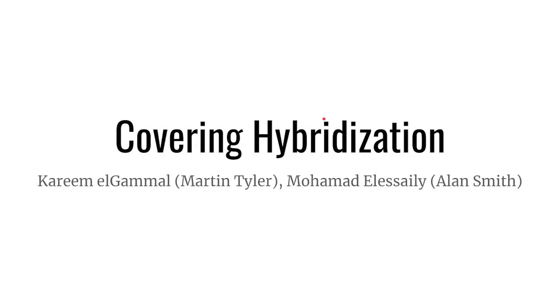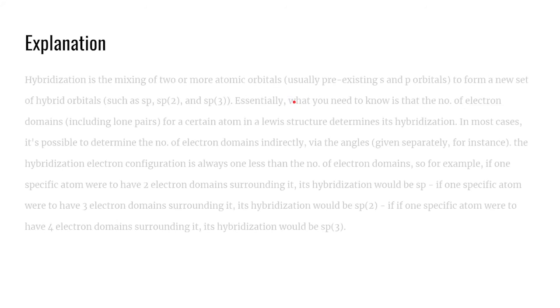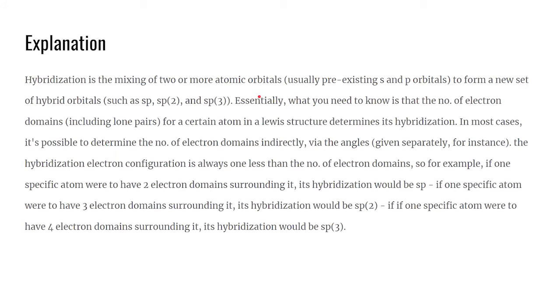I think so too. In this video, we'll be covering hybridization, which should have been taken the week of recording, the previous week. Hybridization is the mixing of two or more atomic orbitals, which are usually pre-existing s and p orbitals, to form a new set of hybrid orbitals, such as sp, sp2, and sp3. Essentially, the number of electron domains, including lone pairs, for a certain atom in a Lewis structure determines its hybridization.